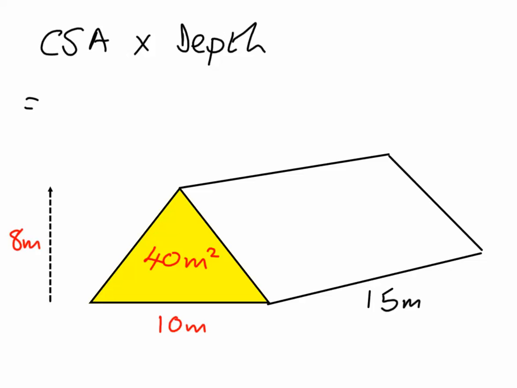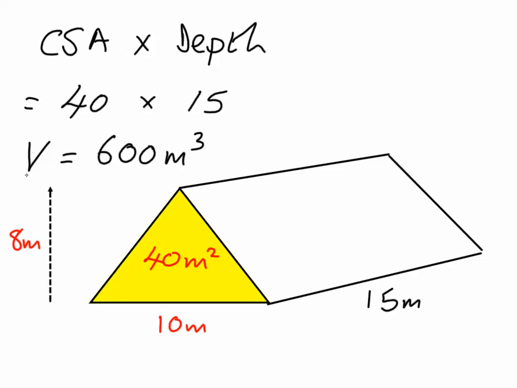So let's fill in those two missing parts. The cross-sectional area, the bit in yellow, is 40. The depth is 15, giving me a volume inside the shape of 600 meters cubed.